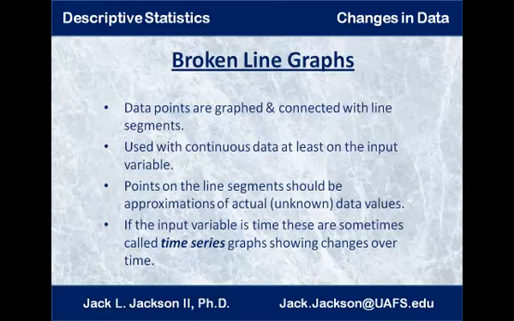We might look at a broken line graph. In a broken line graph, we have data points that are graphed, just like x and y coordinates, and we put dots there, but then we connect the dots with line segments. So we only use this kind of graph when we have continuous data, at least on the input variable, so that it makes sense. Points on those lines should actually be actual data values that occurred somewhere in there, or at least approximations of those points.